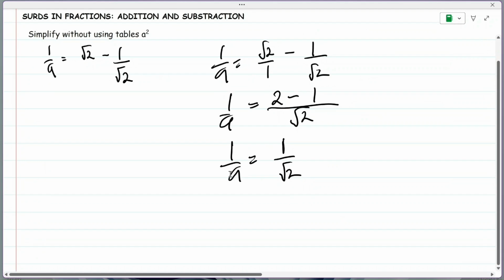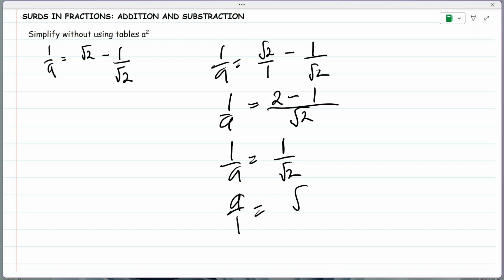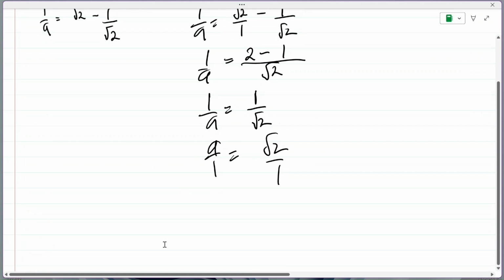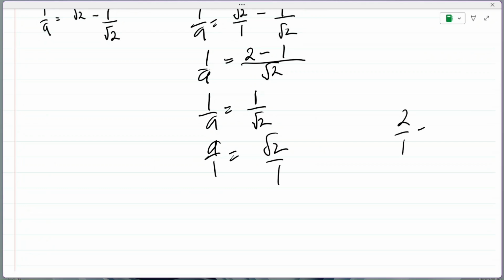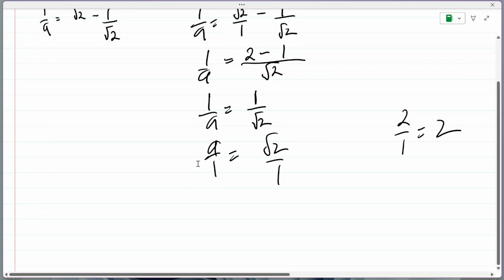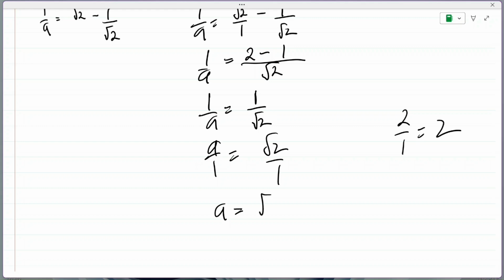Now that we have this, we can choose to cross multiply, or we flip the left of the equals to sign and also the right of the equals to sign. It's still the same result. You can see a over 1 is the same thing as root 2 over 1. Anything over 1 is that number. It's like saying 2 over 1 is 2. So a over 1 is a, equals root 2 over 1, which is also root 2.